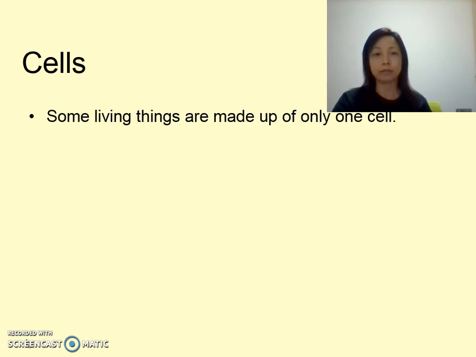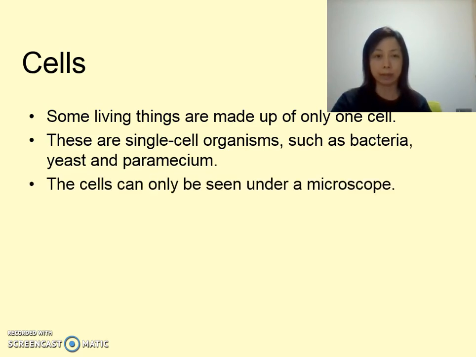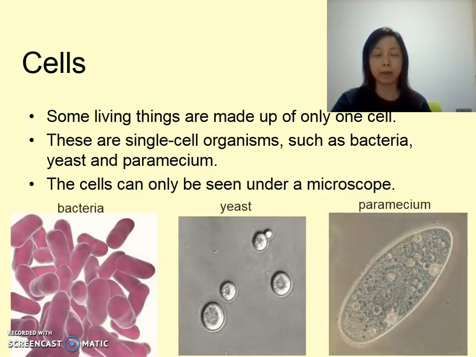We have also looked at unicellular organisms. Do you know what unicellular means? Well, it means made up of only one cell. Do you remember the examples that we were shown? Okay, let's look at them again. There are three types that we learned: the bacteria, the yeast, and the paramecium. And they are so small that we need a microscope to see them.